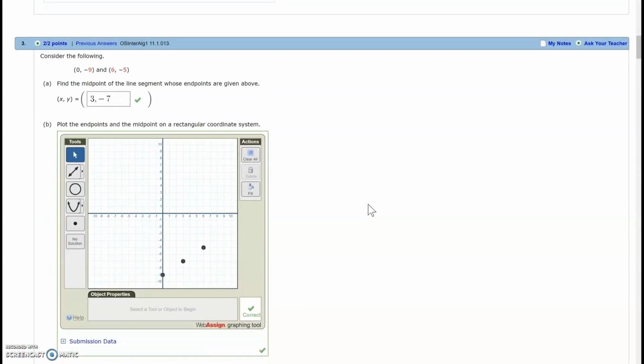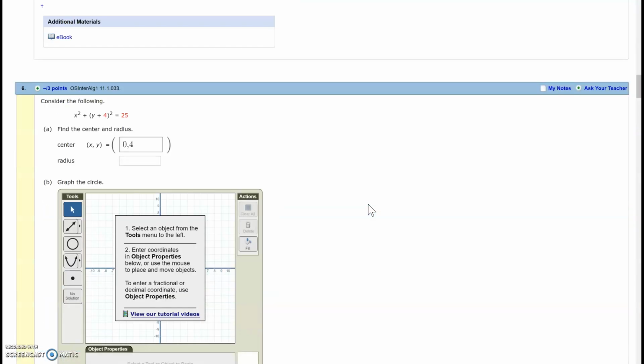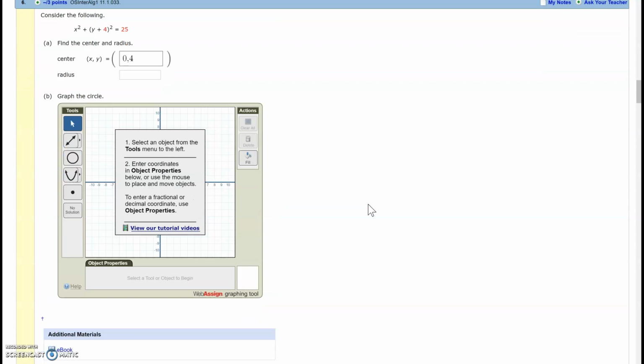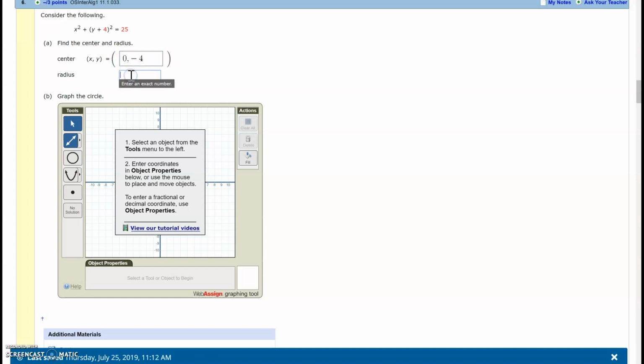Okay, and now let me show you the conics just so that you can see what exactly they want. I was doing this one earlier. So let's say you wanted to graph this circle. Well, you found the center. The center is going to be 0, -4. Then here, the radius is going to be just 5.